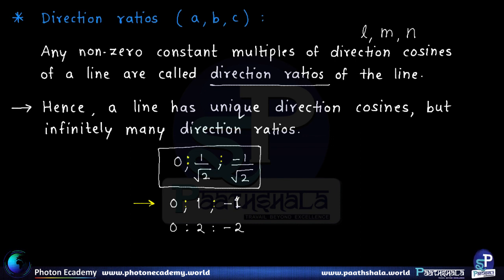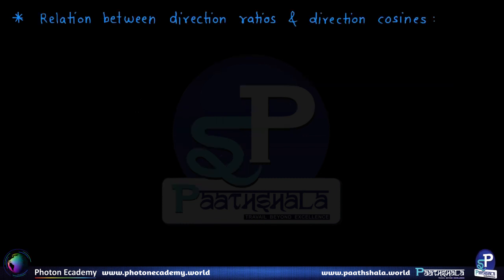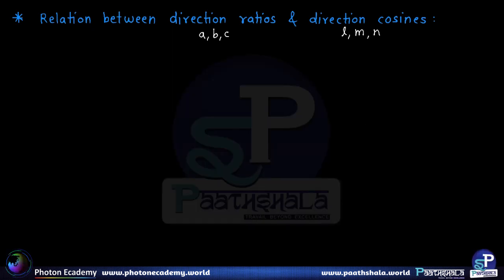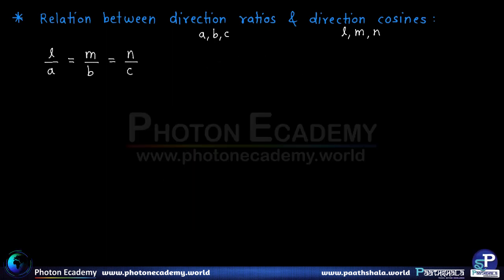Now let us see how the direction ratios are related to direction cosines, and how we derive direction cosines if we know the direction ratios. Direction ratios, as we know, are denoted by A, B, C, and direction cosines by L, M and N. Since direction ratios are multiples of direction cosines, they are in ratio with each other. So we can say that L upon A has to be the same as M upon B, and that has to be the same as N upon C. Let's consider that this common ratio is equal to lambda.